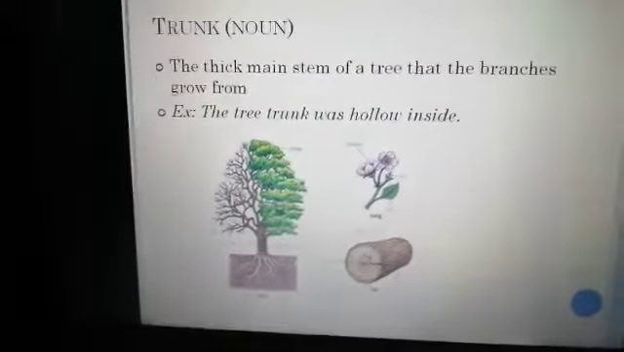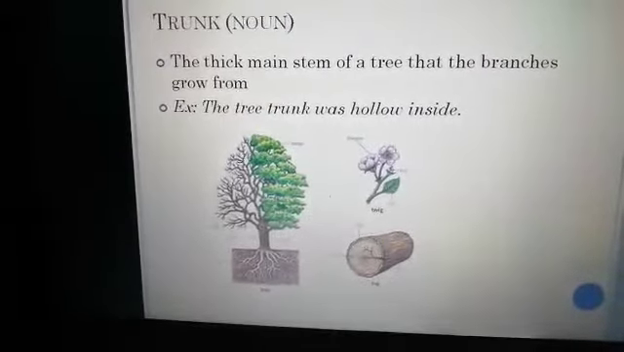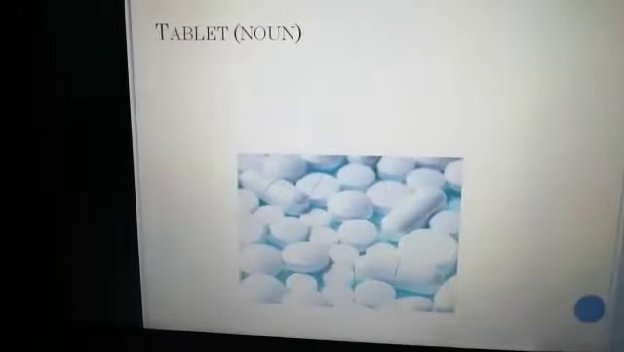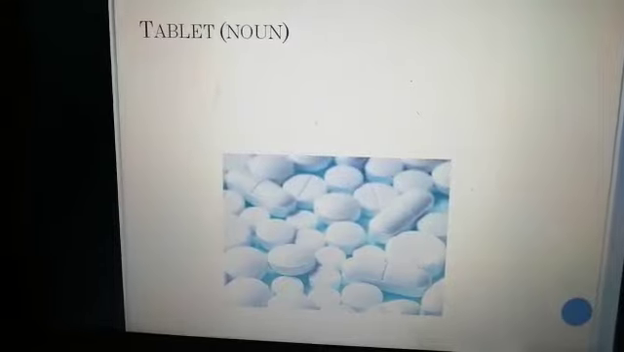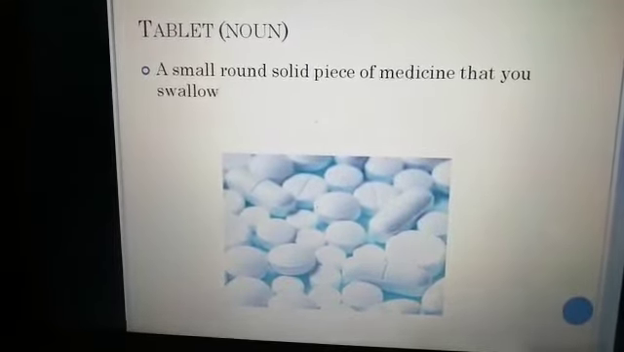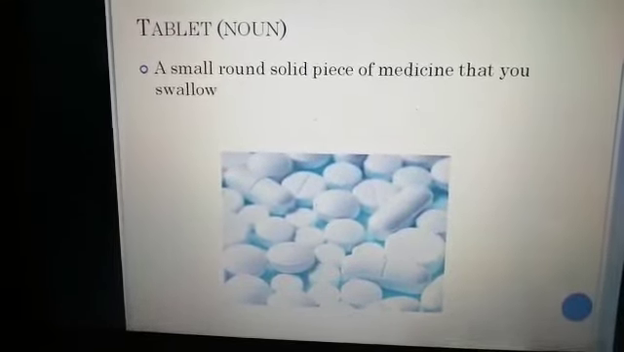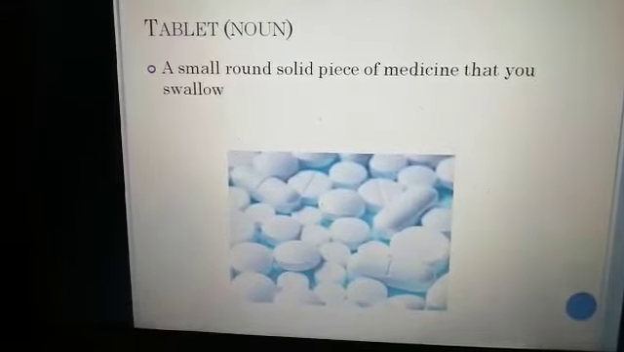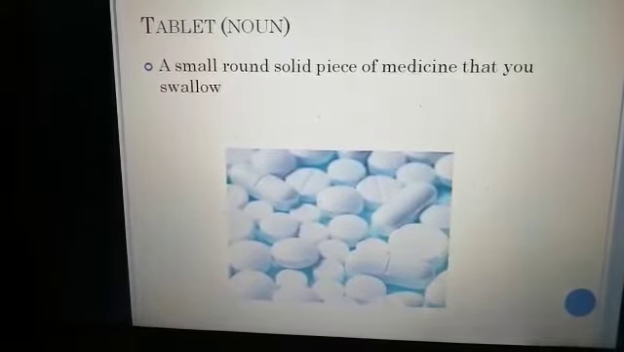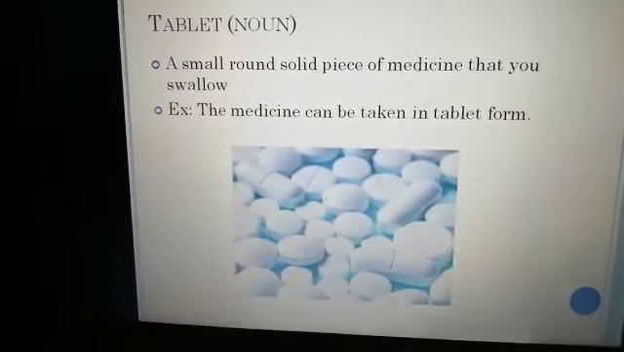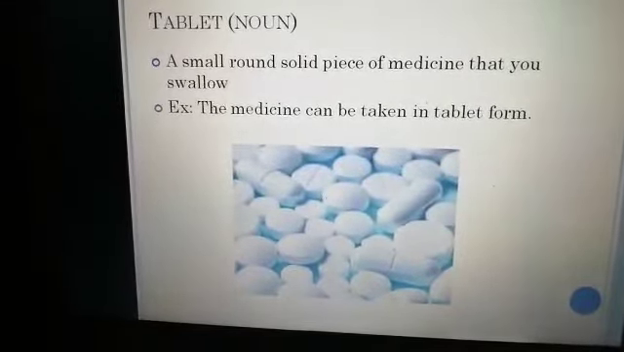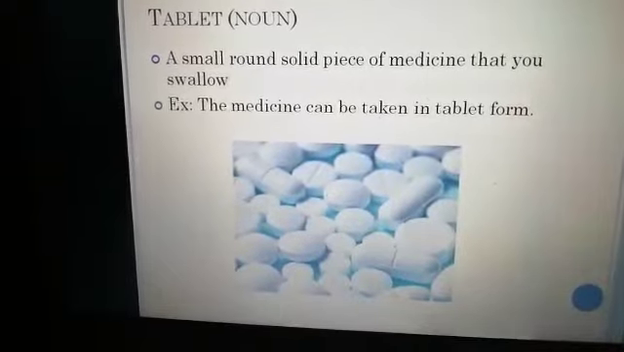For example, the tree trunk was hollow inside. Okay, the word tablet, as you can see, it's so clear. It's a noun and it means a small, round, solid piece of medicine that you swallow. For example, the medicine can be taken in tablet form.